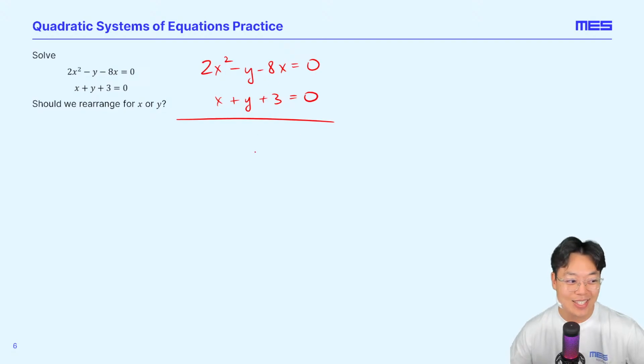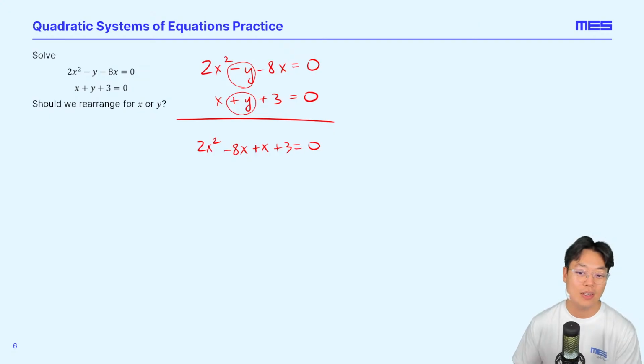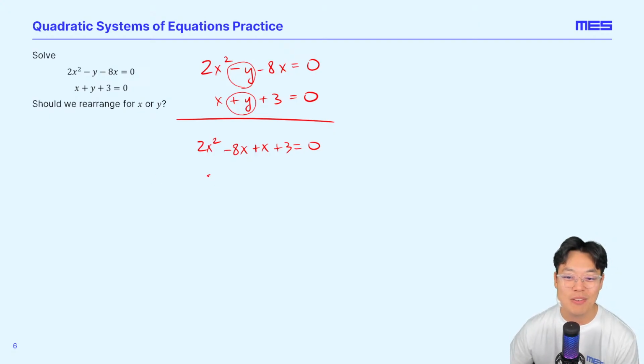Can't we just add straight down? The negative y and the y will eliminate. So we can add straight down, right? We have 2x squared minus the 8x. We're going to add the x, add the 3, and guess what? Now we have an equation where we only have the x variable. Great, Anaya. So we have 2x squared minus 7x plus 3 is equal to 0.